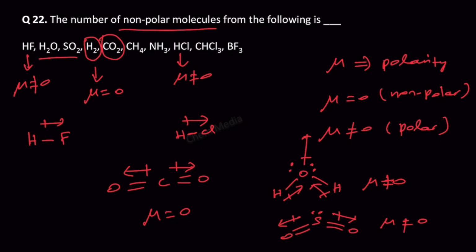How about CH4? In methane, because it is tetrahedral, because of symmetry, the dipole moment will be 0. Therefore, we can count methane. NH3, the dipole moment will be non-zero. So we can't count that.